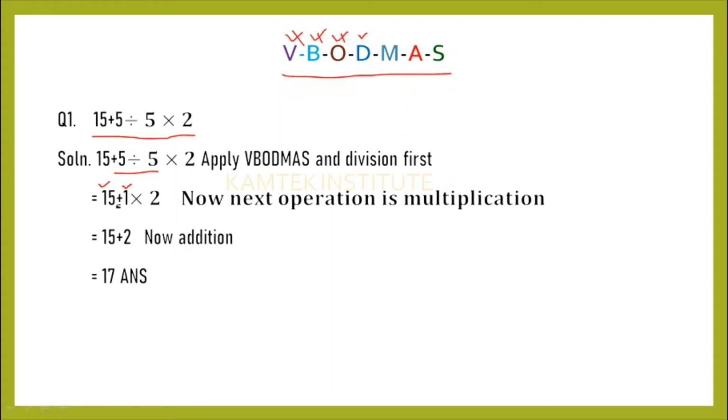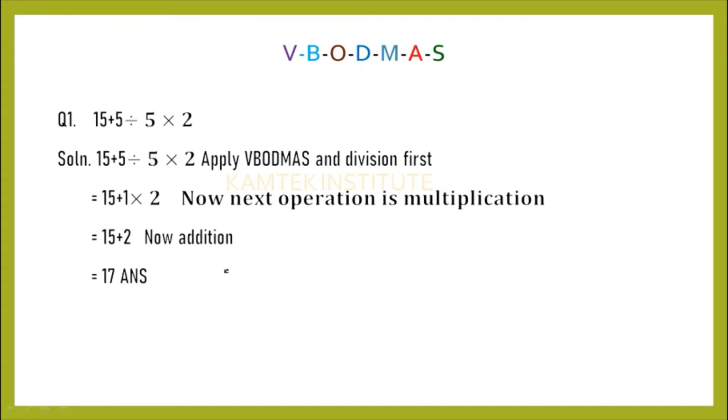Now we are left with 2 operations, plus sign and multiplication. So what is the step we have to do next? This is the operation multiplication. So we'll do multiplication, right? So we have 15 as it is, and 1 into 2 is 2. And then when we add the 2, we get 17 as the answer to our question.